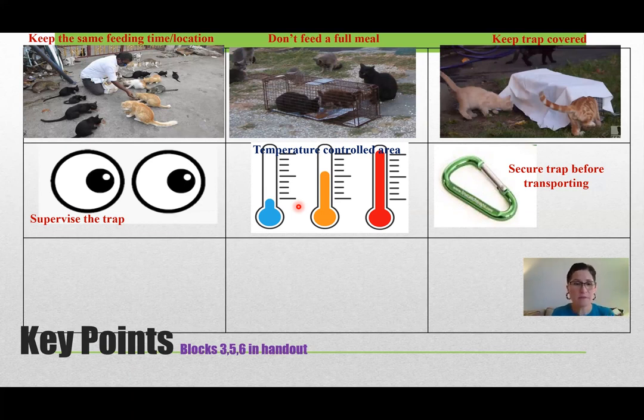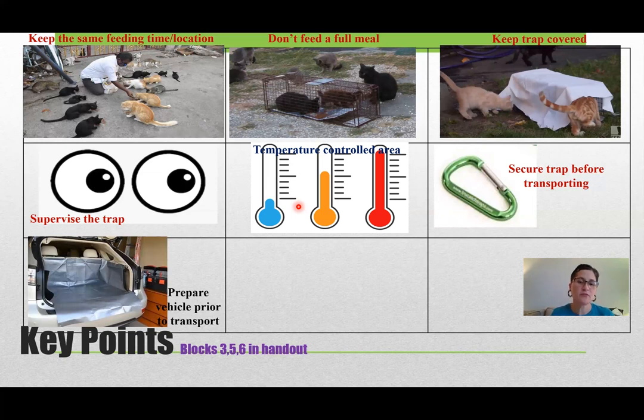So speaking of that, please prepare your vehicle prior to transport. People get really excited when they catch cats because, like, yes, I finally got one. But before you put them in your car, make sure your car is prepped, okay?